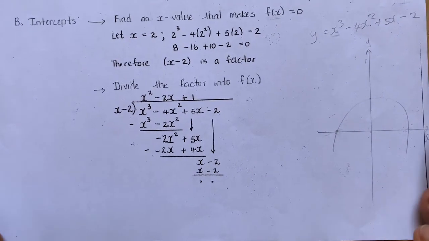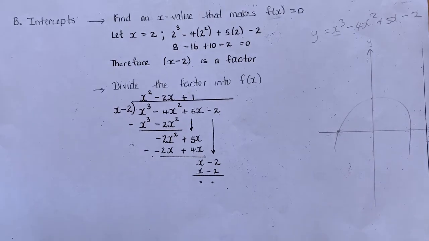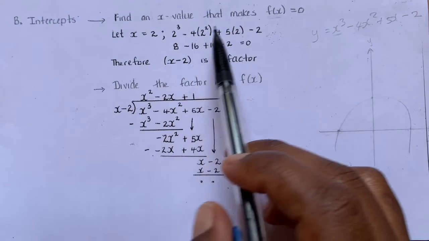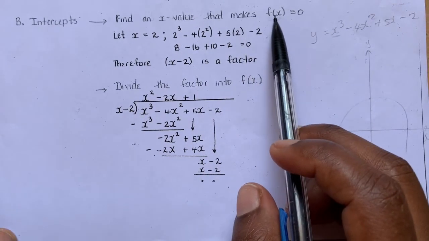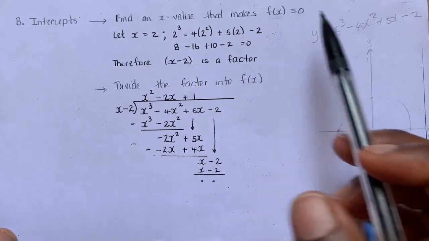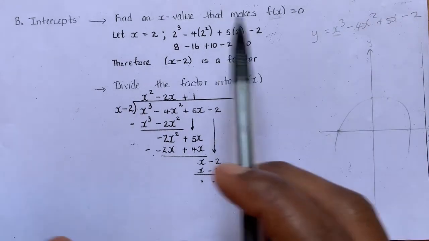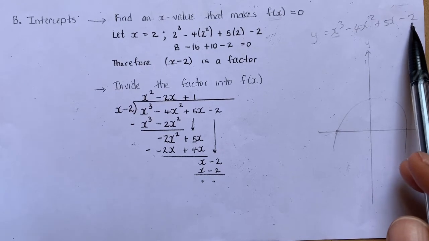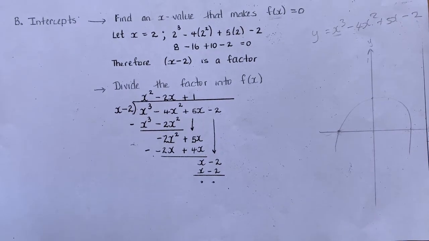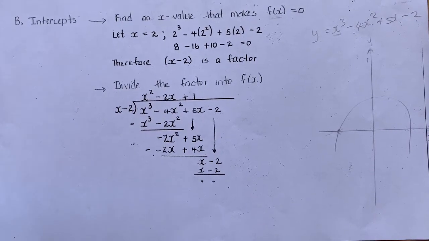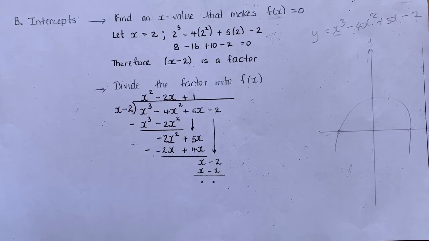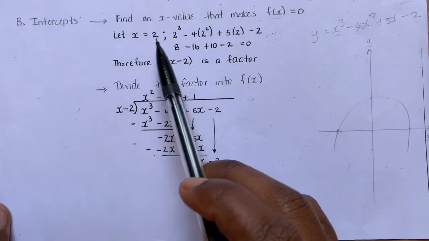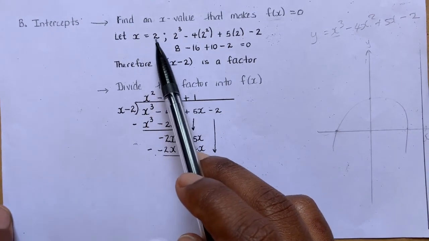Now, in order for us to do that, we first have to do a simple trial and error. You will find an x value that will make the function 0. So you can start at 1, plug 1 into the function, see if you get 0, then -1, 2, then -2. In most cases, you don't usually do more than 3 trials, 3 or maybe 4 trials. Now, one of those values is 2.